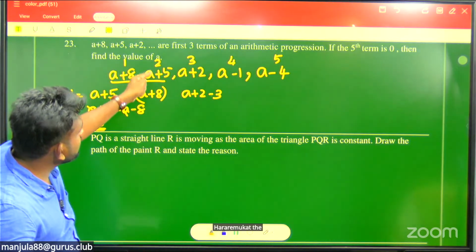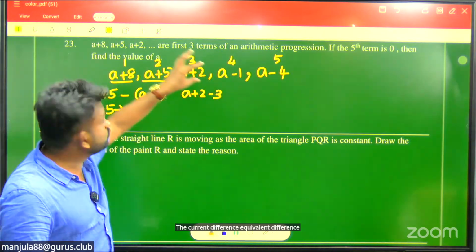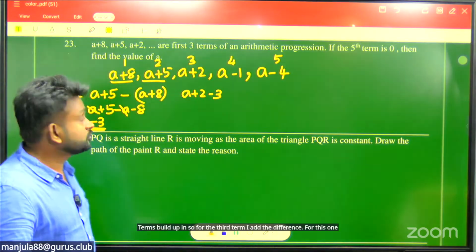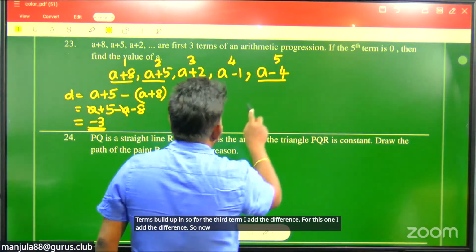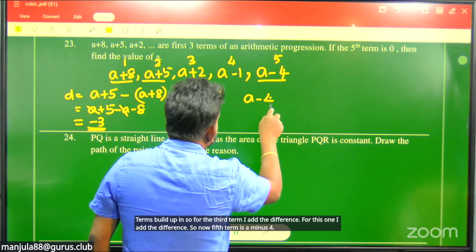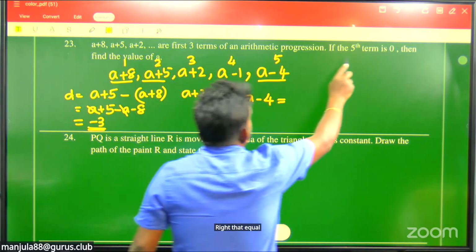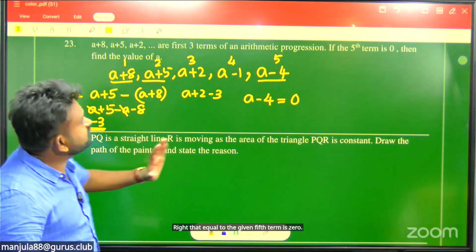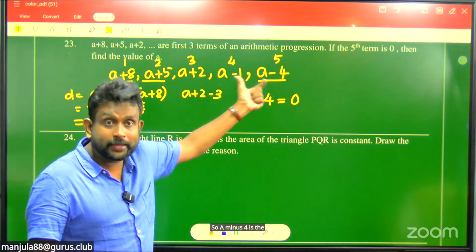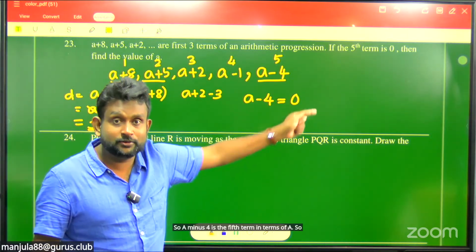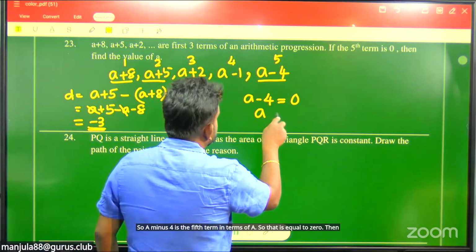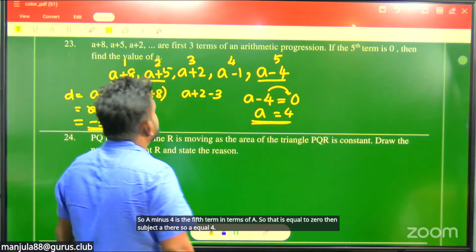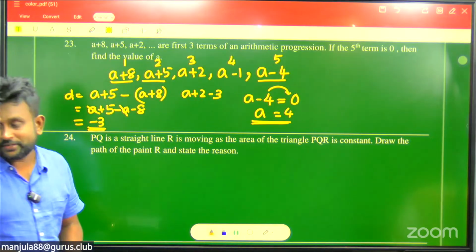Find the difference, and the difference is added, right? Terms build up that way. So for the third term I add the difference, and for this one I add the difference. Now the fifth term is a minus 4, and that equals the given fifth term, which is 0. So a minus 4 equals 0. Making a the subject, a equals 4. Hands up those who got this answer, equal to 4.